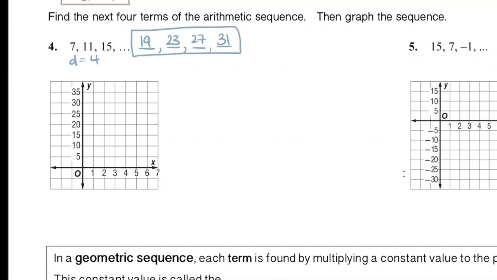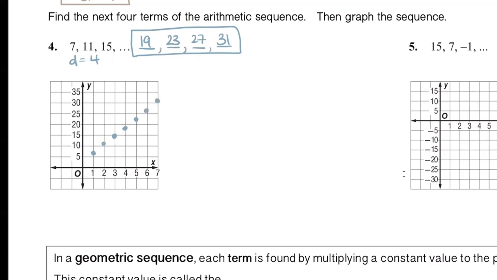Now they want us to graph the sequence, and I'll just do this pretty quickly. So the first term was 7, so I'm just going to plot 7. The second term's 11. Third is 15. Fourth was 19. 23 was the fifth one. 27 and 31.